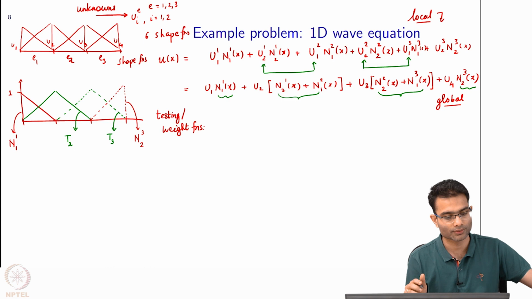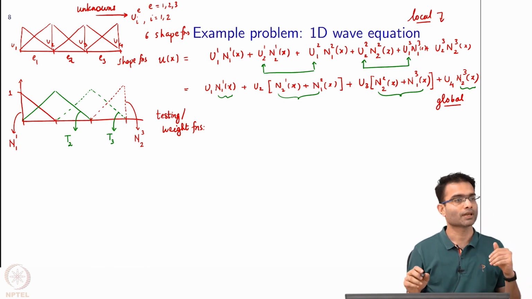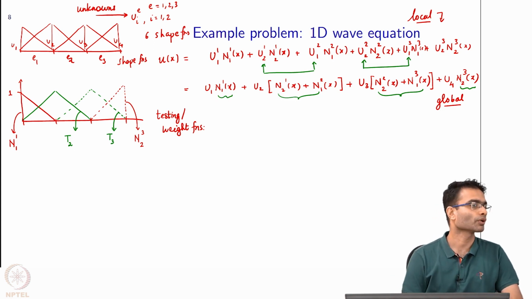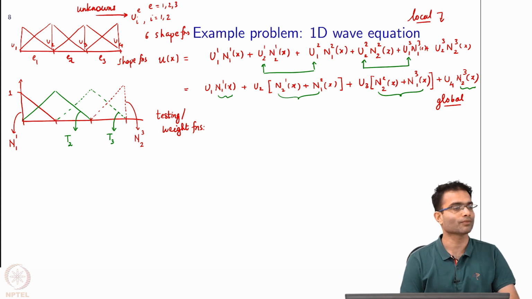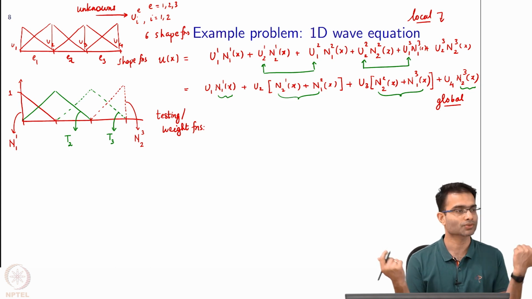Okay. So these are the 4 testing functions. When I apply them to my equation, I will get 4 equations, 4 variables. So in general, this is a strategy. If you look at it, how did we combine this? Wherever a node was shared, I combined the shape function. That is what I did. The endpoints could not be shared, so they remain as they are.